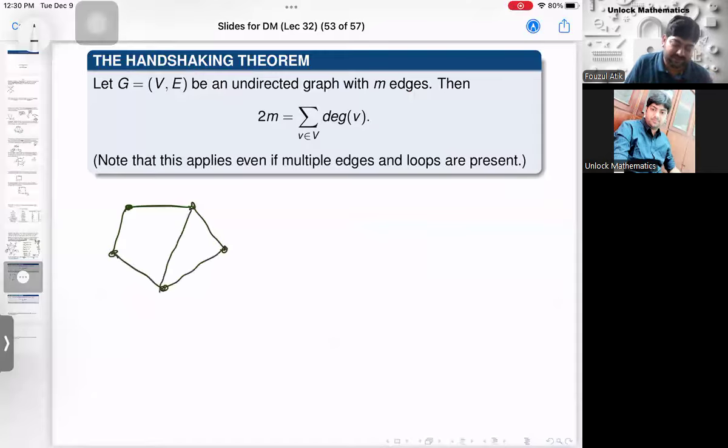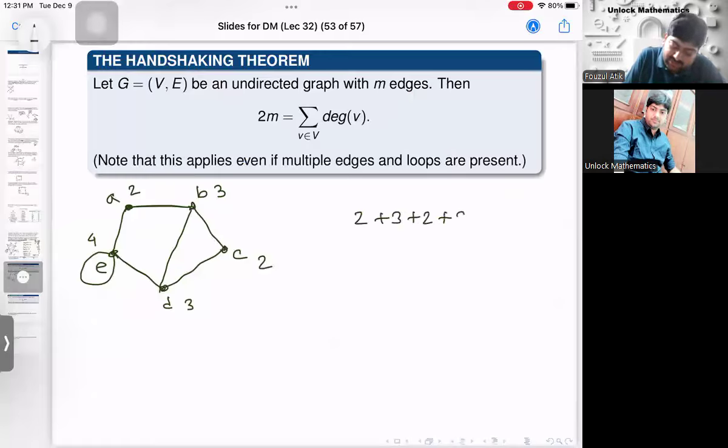Now what are the degrees of all the vertices? Right, I'm writing the vertices as a, b, c, d and e. What is the degree of a? It is 2. Degree of b, it is 3. Degree of c, it is 2. Degree of d, it is 3. And I'm adding one more edge here. Degree of e is what? 1, 2 and 4. Degree of e is 4. Correct? Now if I add all the degrees of the vertices, what will happen? 2 plus 3 plus 2 plus 3 plus 4. What is this value? This value is equal to 6 and 4, 10, 14.